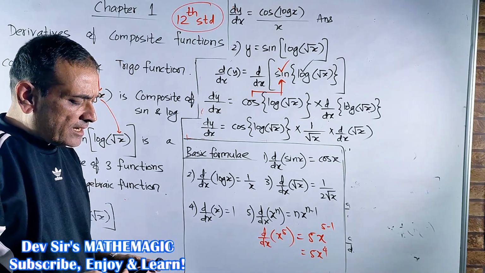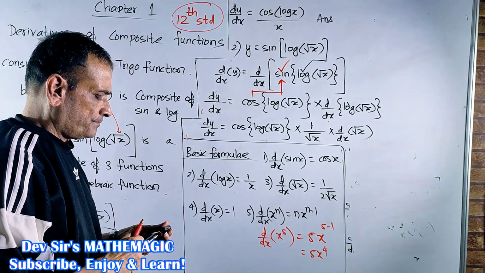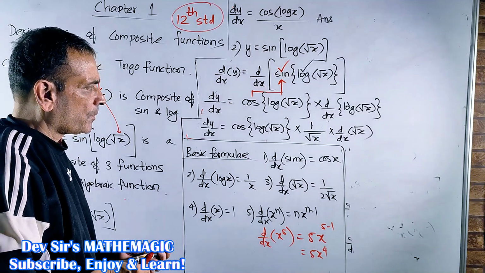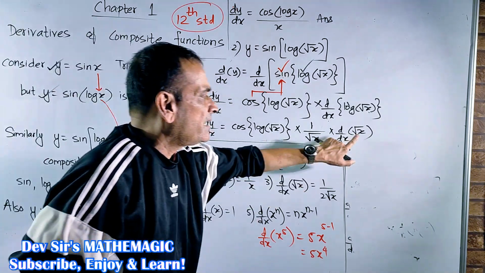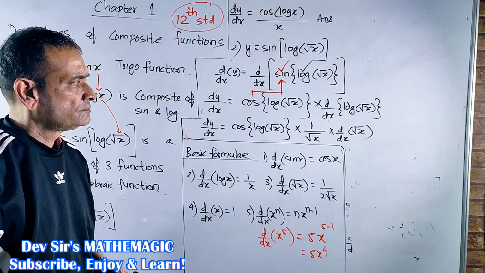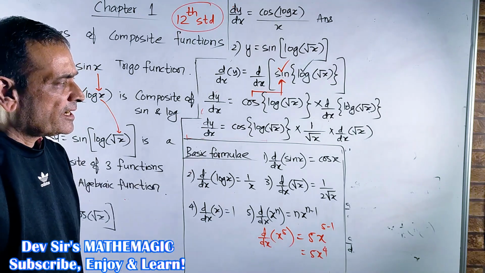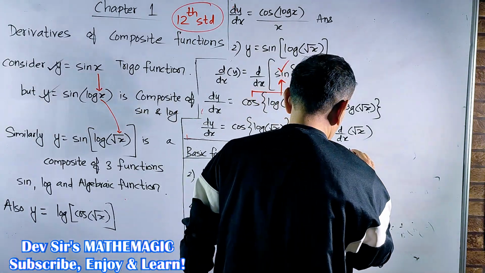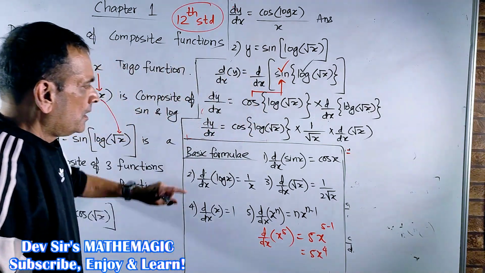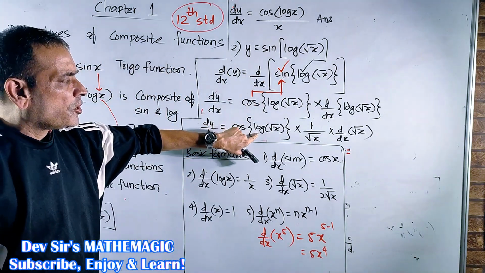अभी लास्ट स्टेप में क्या करना है? Just find the derivative of root x. That's all. नेक्स्ट स्टेप में करेंगे. यहाँ पे देखो, cos of log of root x.